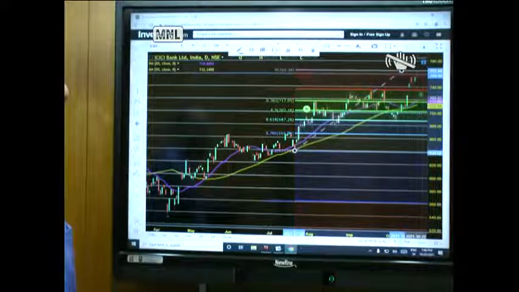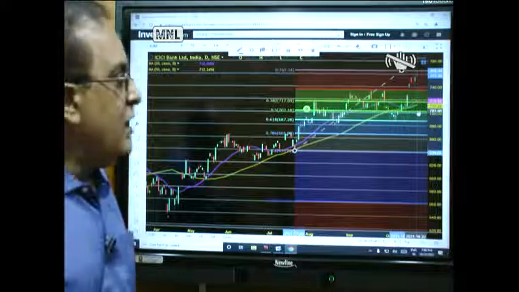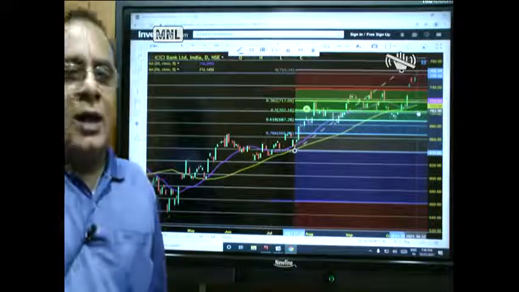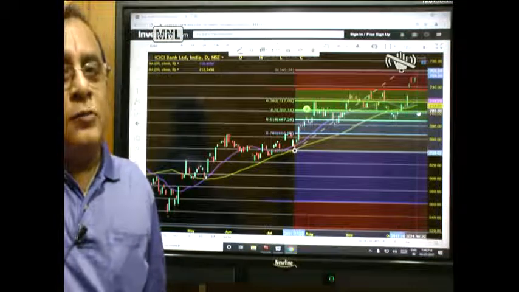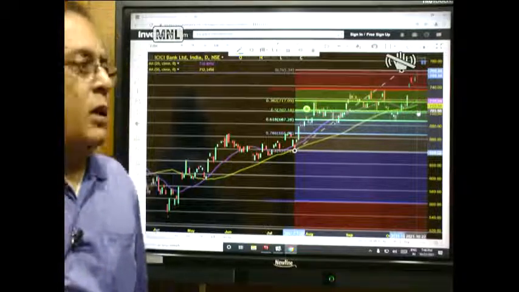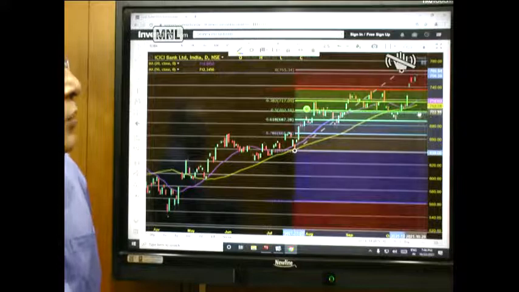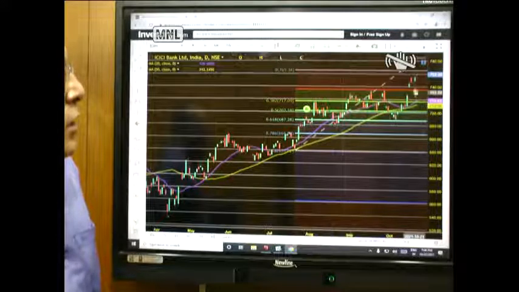But before that, there will be some support closer to 737 and then probably towards 718, and then towards 703. So what you should ideally do is wait for ICICI to drop closer to 718 to 720 and apply a stop loss below 700. So 720 is a place where ICICI should probably be bought, and this is a place where you can look towards getting out, because from the formations here it is not looking good.